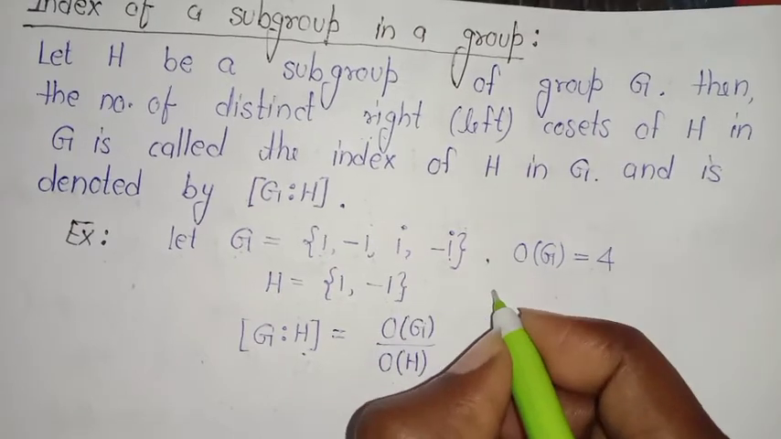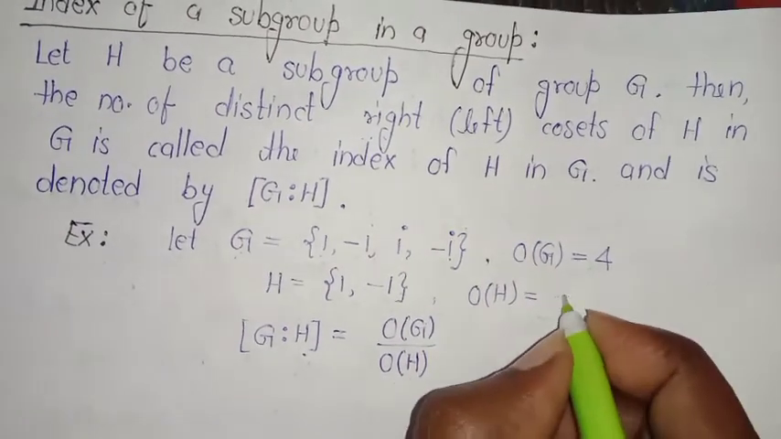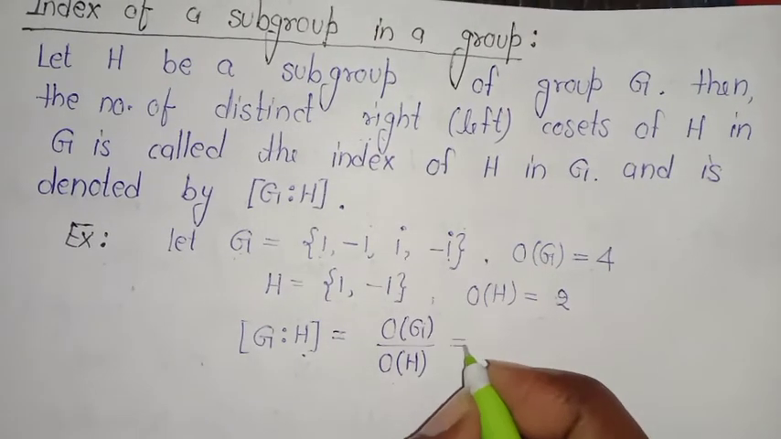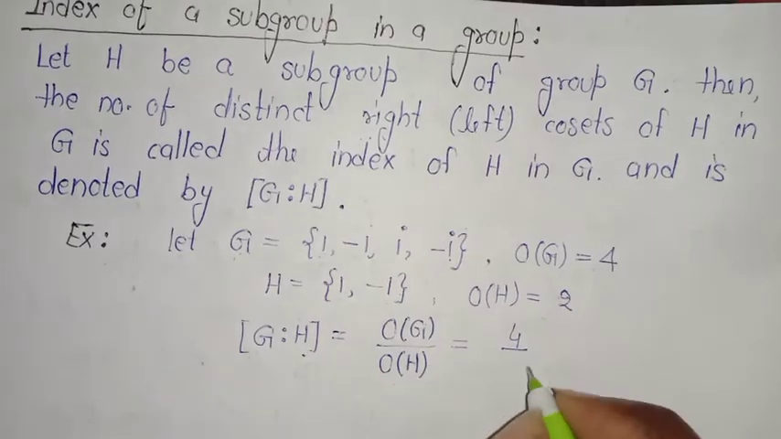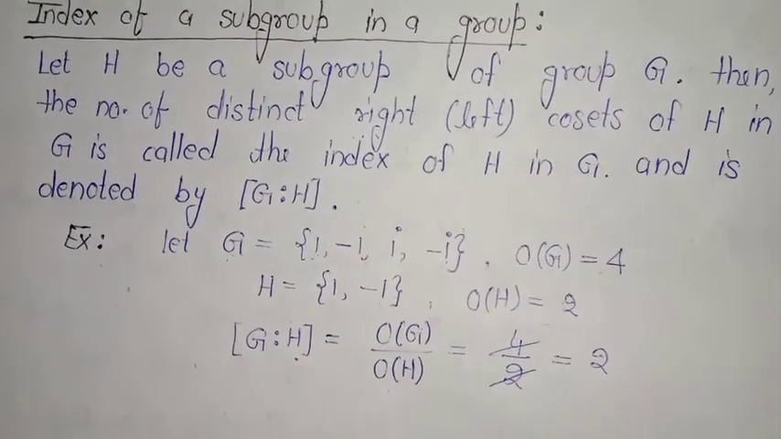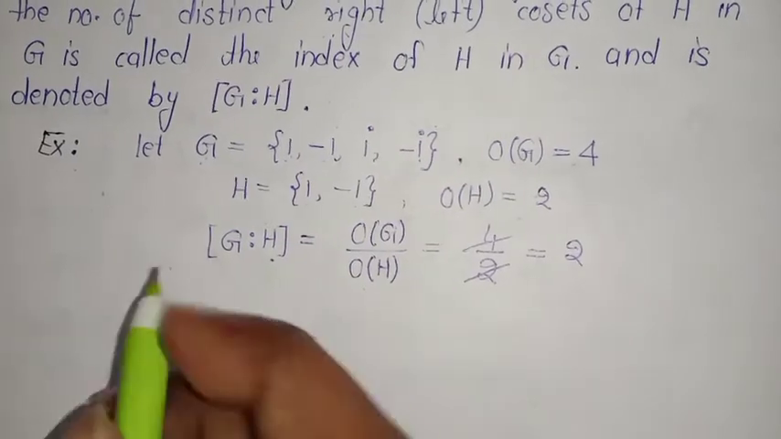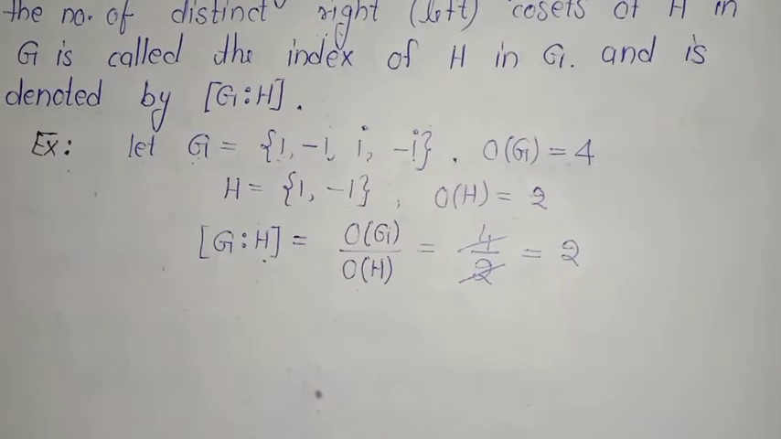And if we talk about the order of H, then what is it? It contains only 2 elements, so the order of H is 2. Now if we find the index of H in G, we have 4 divided by 2, so the index of H in G is 2. I hope you got the index of H in G. Now I will take some more examples.